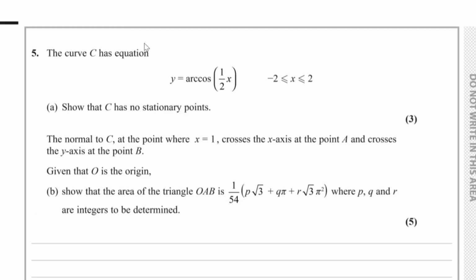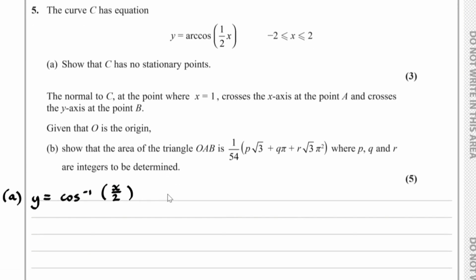Question number 5. The curve C has equation y equals the arc cosine of 1/2 x, where x is between -2 and 2. For part A, we have to show that C has no stationary points. Well, for part A, we begin with what y is. y is equal to the inverse cosine of x over 2.